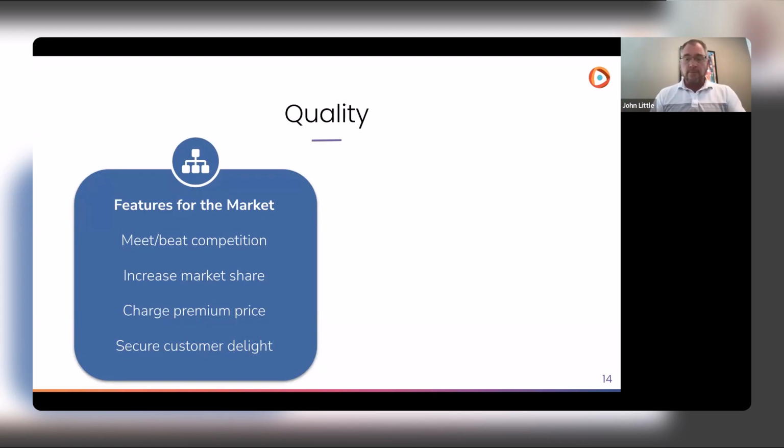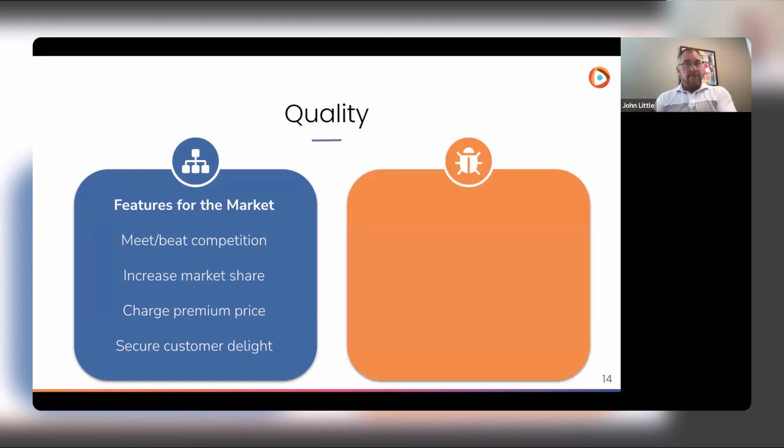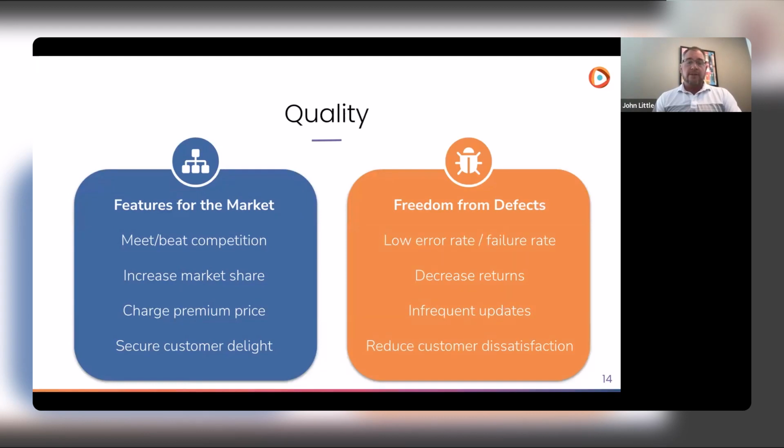On the flip side, we have the bugs. So quality is also freedom from defects. There are no defects inside of it, or limited defects, in this thing that was designed a certain way. So freedom from defects would be a low error rate or low failure rate, a decreased number of returns because of that, infrequent updates, not having to constantly update because there are problems that have to be fixed, and reduced customer dissatisfaction. So someone being dissatisfied with the product because there are lots of bugs in it.